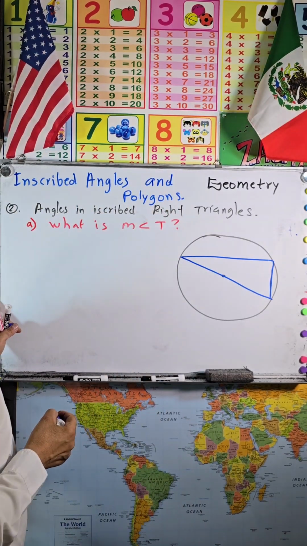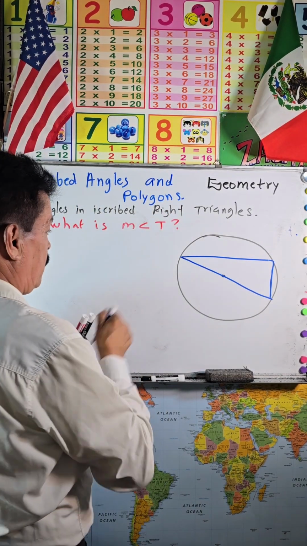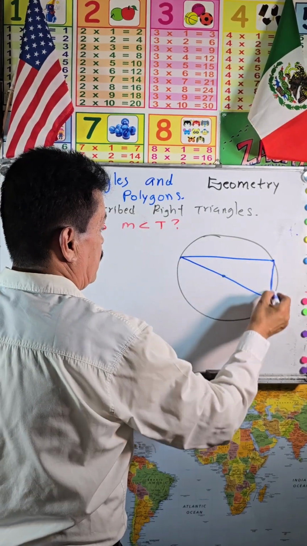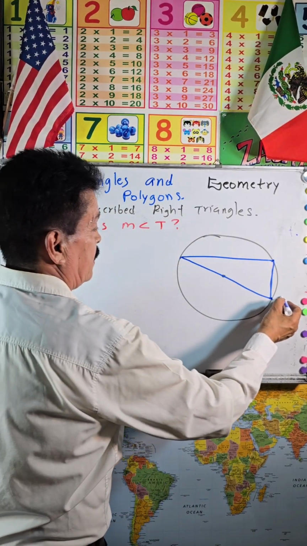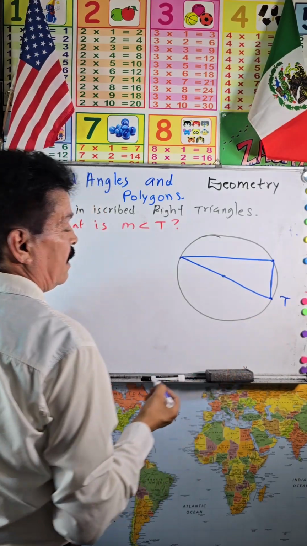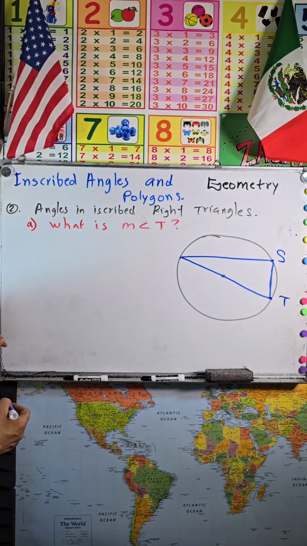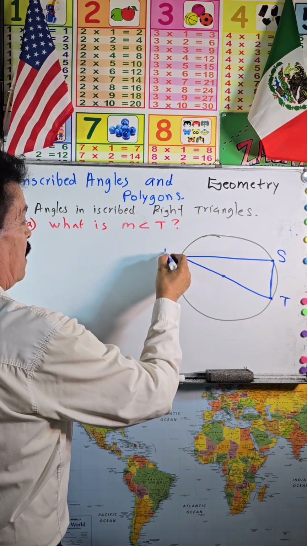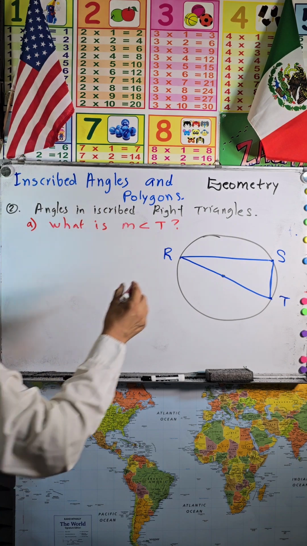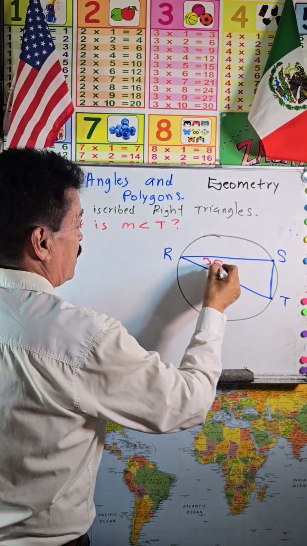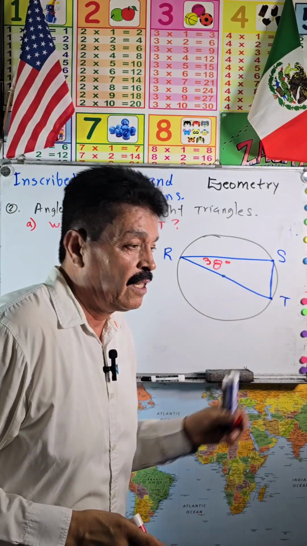It's a right triangle. So we have points here. Let me write the letters here. Let's talk about this T, and then S, and then R. And then let's give it some values here. Let's write 38 degrees right here.